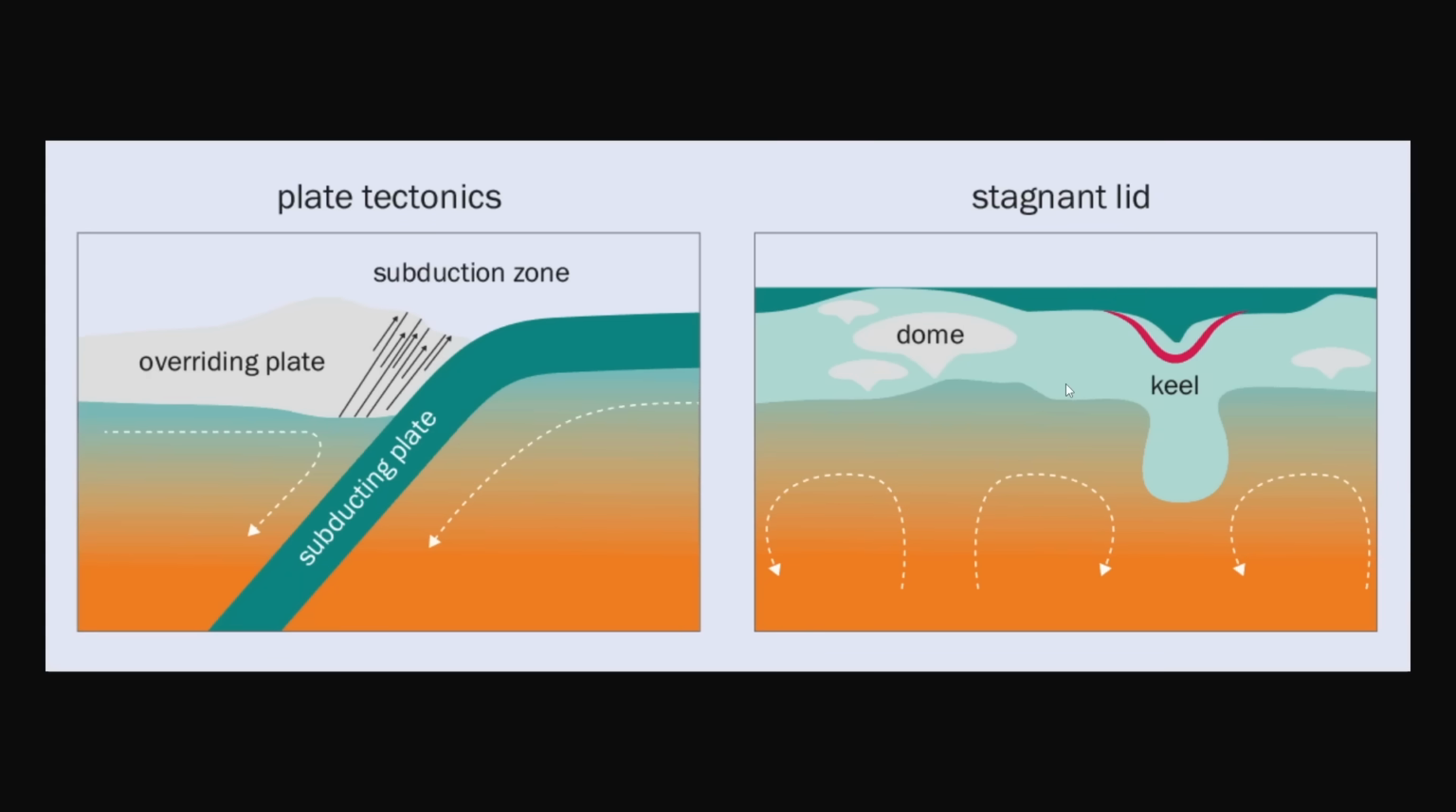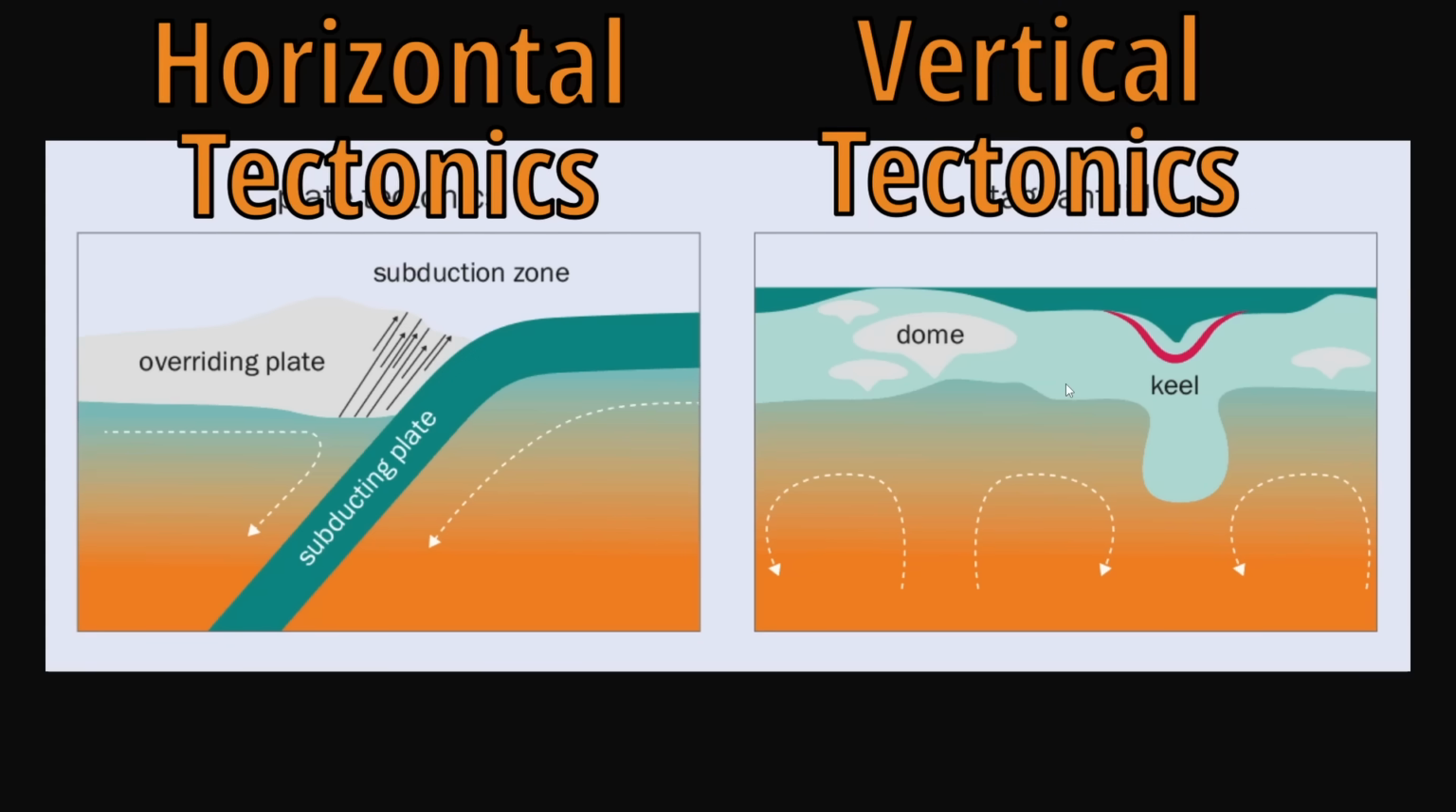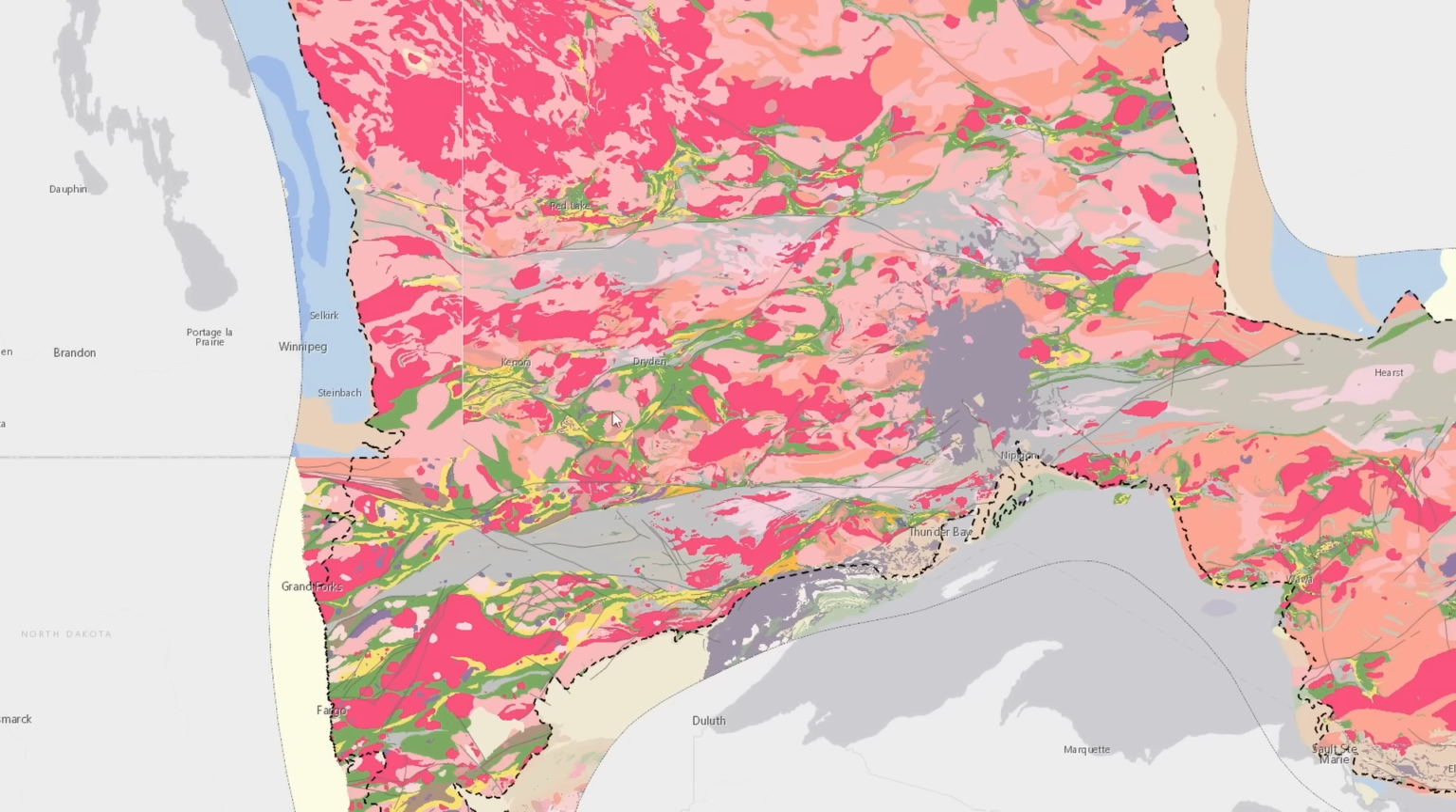This entire process is known as vertical tectonicism. This is compared to the horizontal tectonicism of today with the tectonic plates. For our Western Wabigoon terrain, you can directly see how this dome and keel formation affected the rock composition.